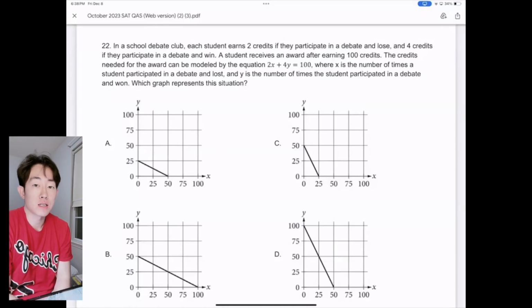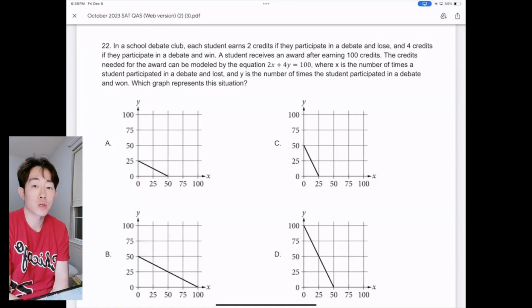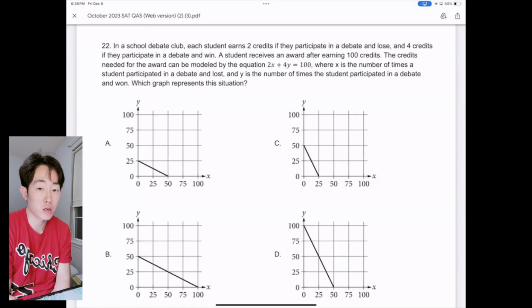Hello and welcome back. This is the final part to going over the October 2023 SAT. We're starting from question number 22 and we'll get all the way down to question number 38 with the grading questions.